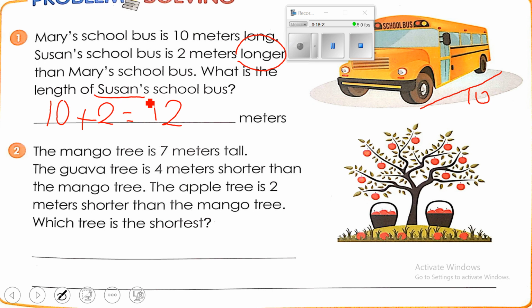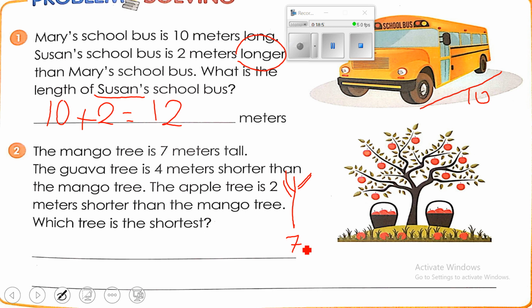Here is number 2. The mango tree is 7 meters tall. The guava tree is 4 meters shorter than the mango tree. The apple tree is 2 meters shorter than the mango tree. Which tree is the shortest? Let's see. Let's draw 3 trees. This is the first one for mango. Here is 7.